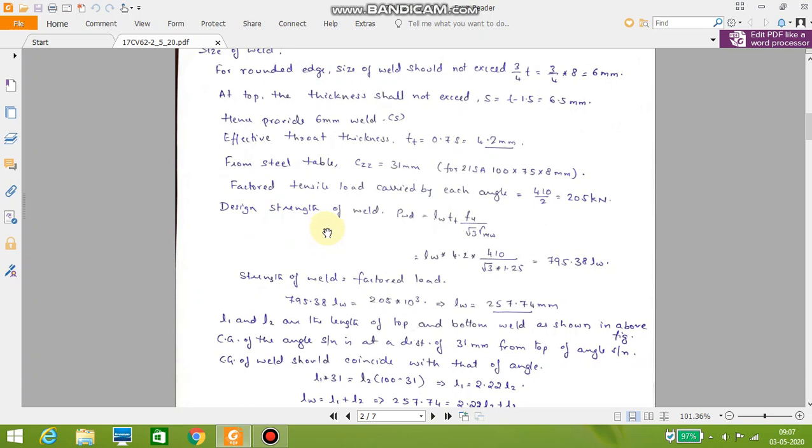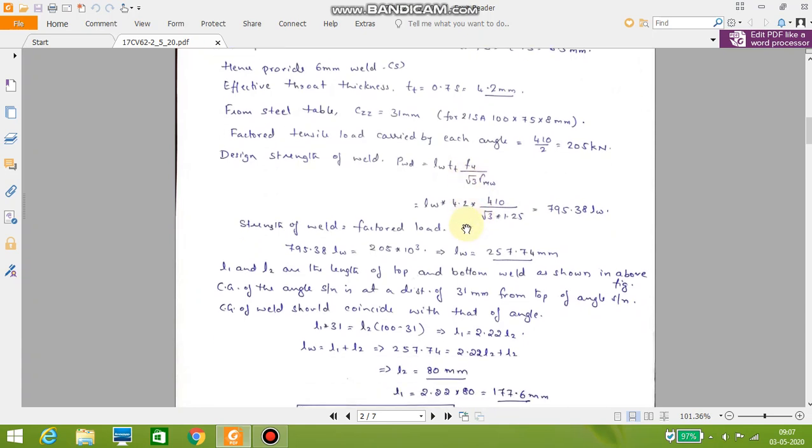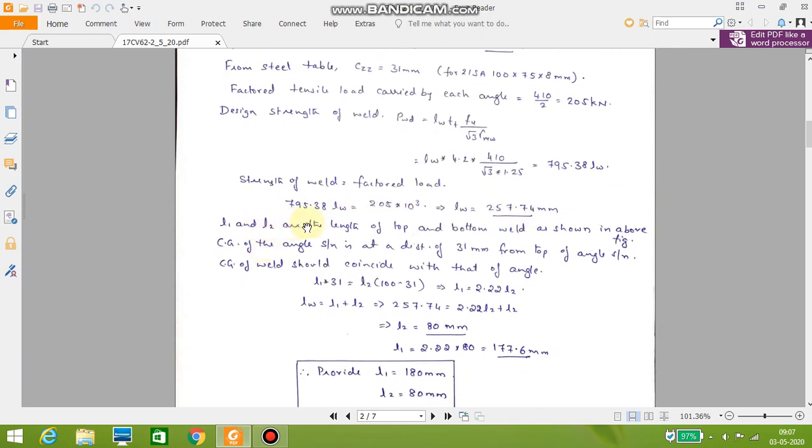The design strength of the weld P_wd equals L_w into t_t into f_u by root 3 into gamma_mw. So upon substitution we get 795.38 L_w. Therefore we will equate strength of the weld to the factored load. Equating them, we get length of the weld equal to 257.74 mm. Now L1 and L2 are the lengths at the top and bottom of the weld as shown in the figure.